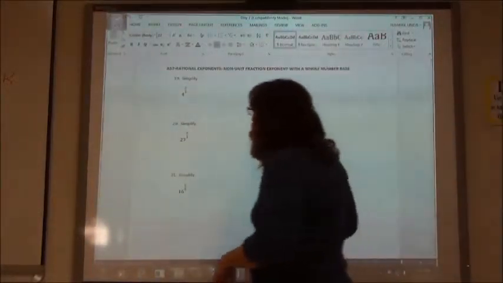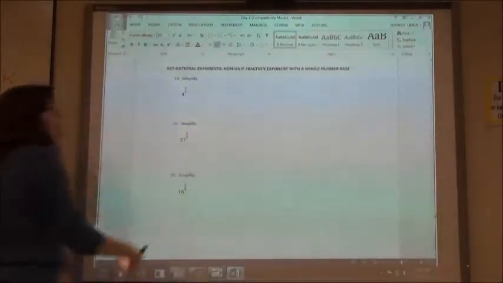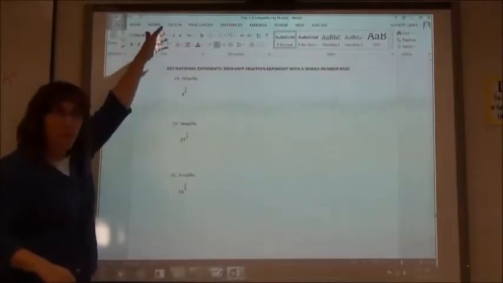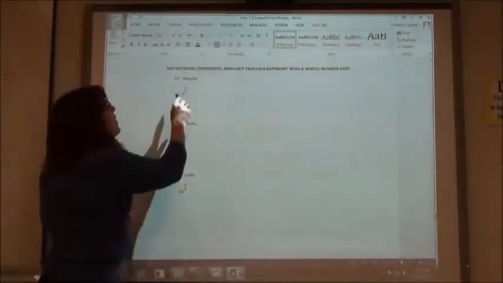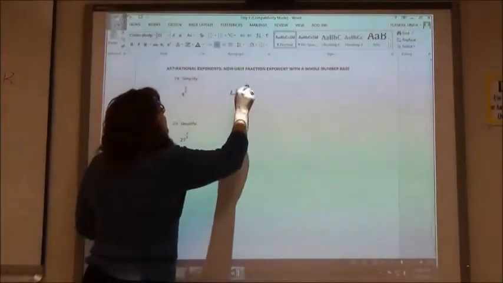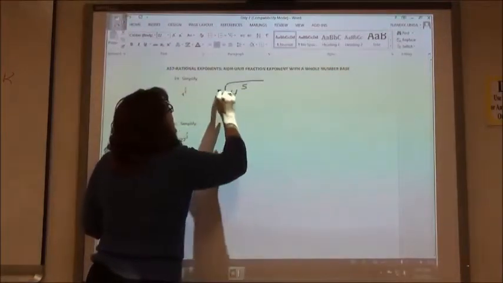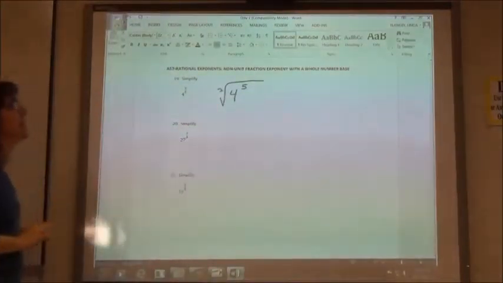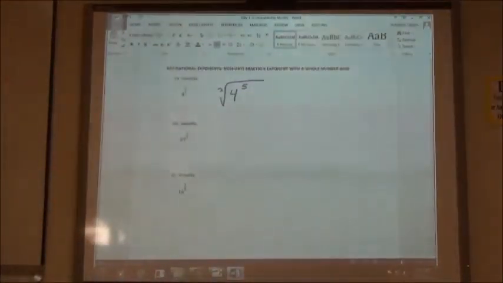So if I wanted to simplify something with a fractional exponent, what I'm going to do is rearrange it and write it as a radical expression. Doing the same thing here, only now we have a number. 4 to the 5 halves would be 4 to the 5th, and I'm going to take the square root. Again, I don't really need that 2 there, I'm just going to write it for effect.